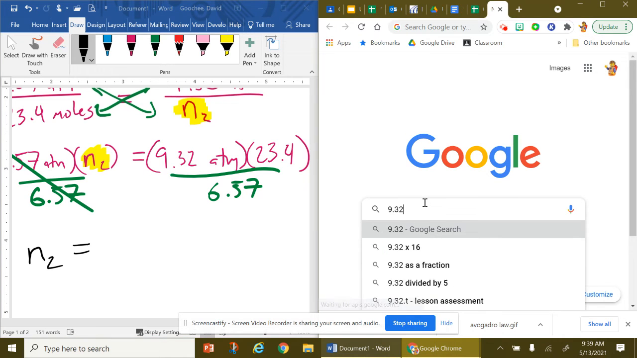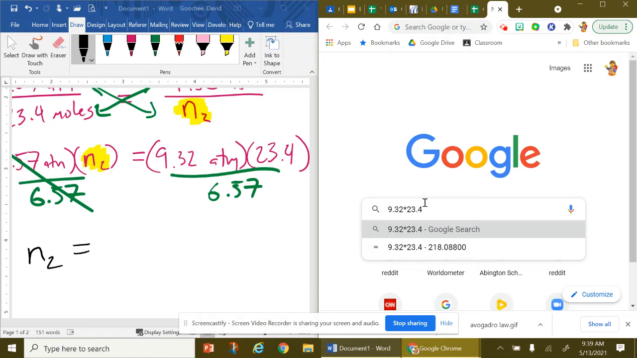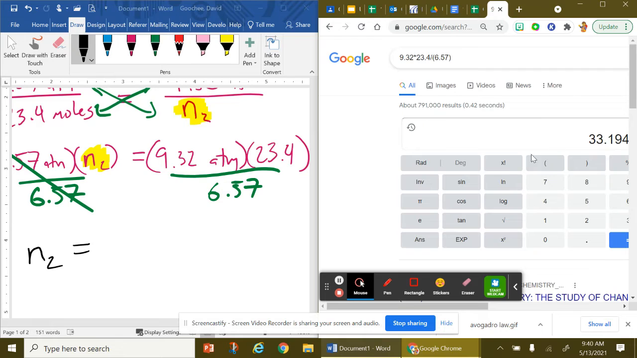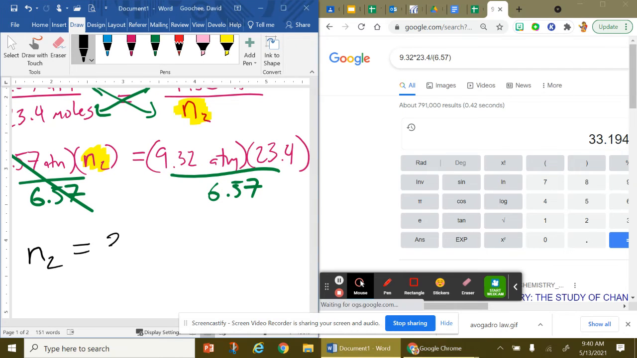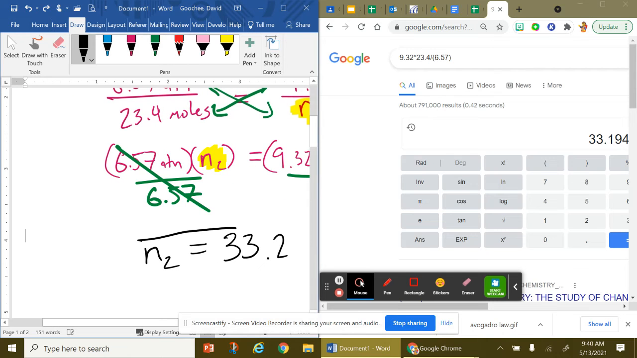9.32 times 23.4 divided by 6.57. What I get is 33.2. The number of moles here is 33.2. Don't forget your units. Moles. And that's the answer. Okay, that is the answer right there.